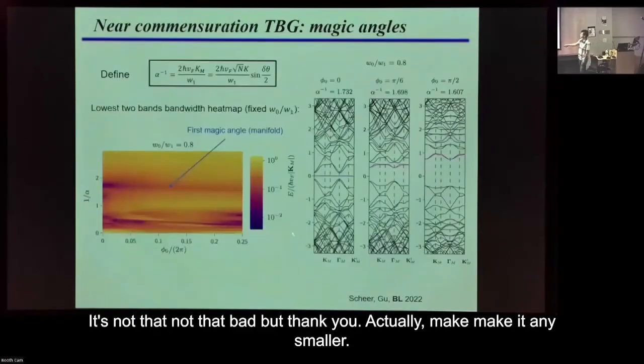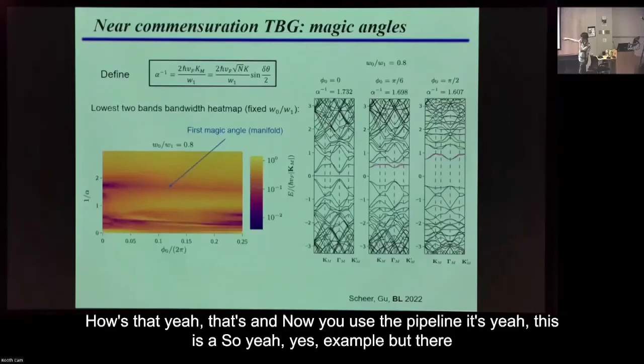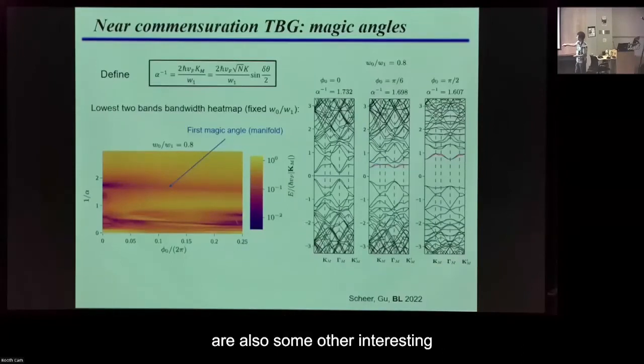And this is a color map plotted with those two bands as a function of phi naught, the angle parameter, and the y-axis can be understood as proportional to the angle delta theta. This is the position of the first magic angle line. So you can still see the dark lines that correspond to the first magic angle mentioned. But there are also some other interesting things we noticed: there are several dark points here at phi naught equal to pi over 2. So we looked at the band structure at this special angle, which is far away from the small angle twisted bilayer model.